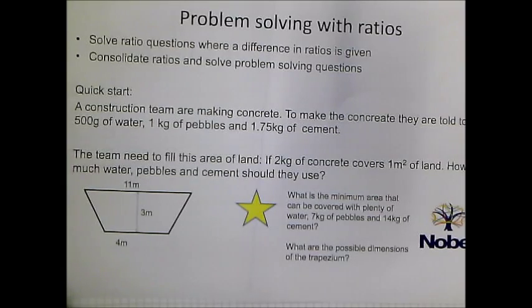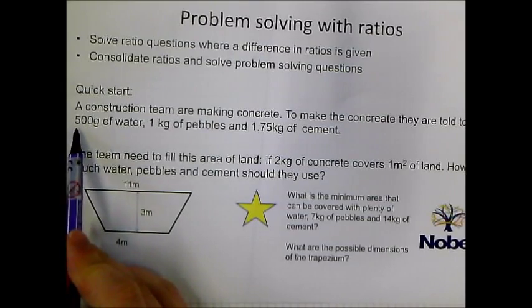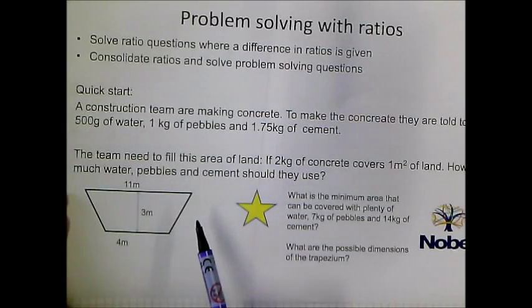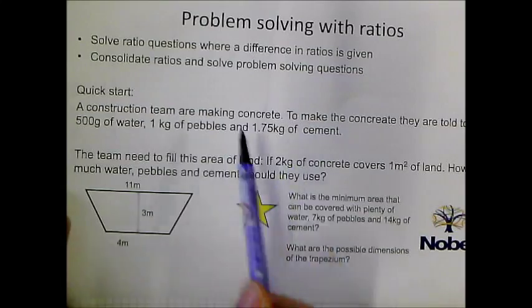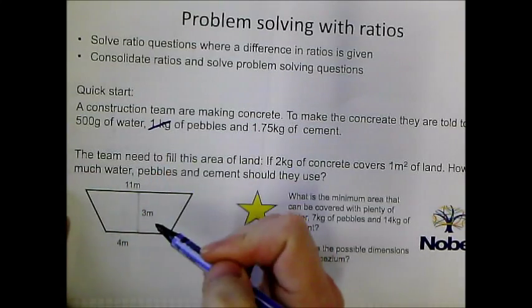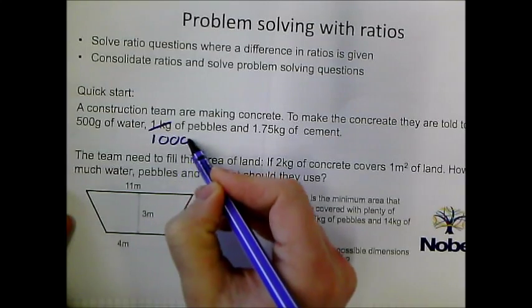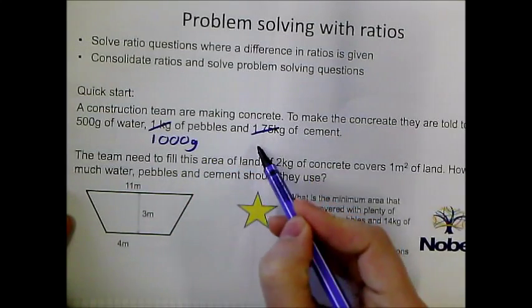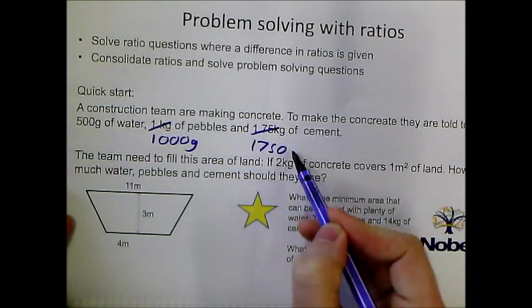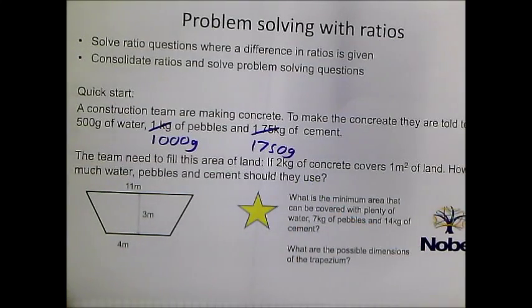Okay, the thing to realise is that immediately we have different units here. So the first thing I'm going to do is change all of these into the same unit, and for the sake of this I'm going to change them into slightly bigger numbers. So I'm going to have 1,000 grams of pebbles and 1,750 grams of cement. Okay, let's start to work through this problem.